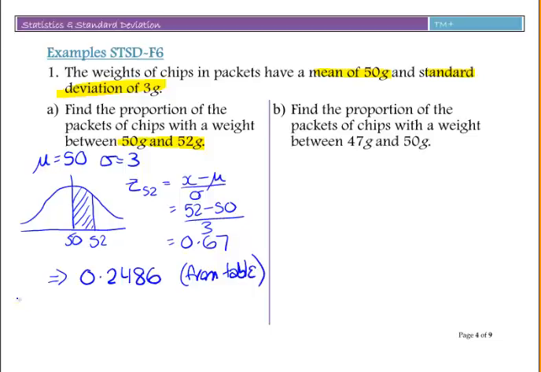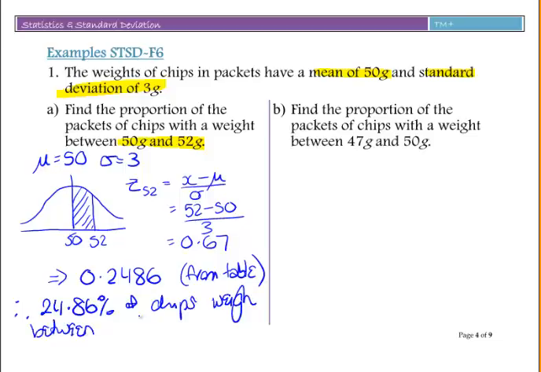So then we finish with the therefore statement. Therefore, 24.86% of chips weigh between 50 and 52 grams. Okay, so if you're not getting how I've got this value here, go back and rewatch the last video where I show how to read the table.